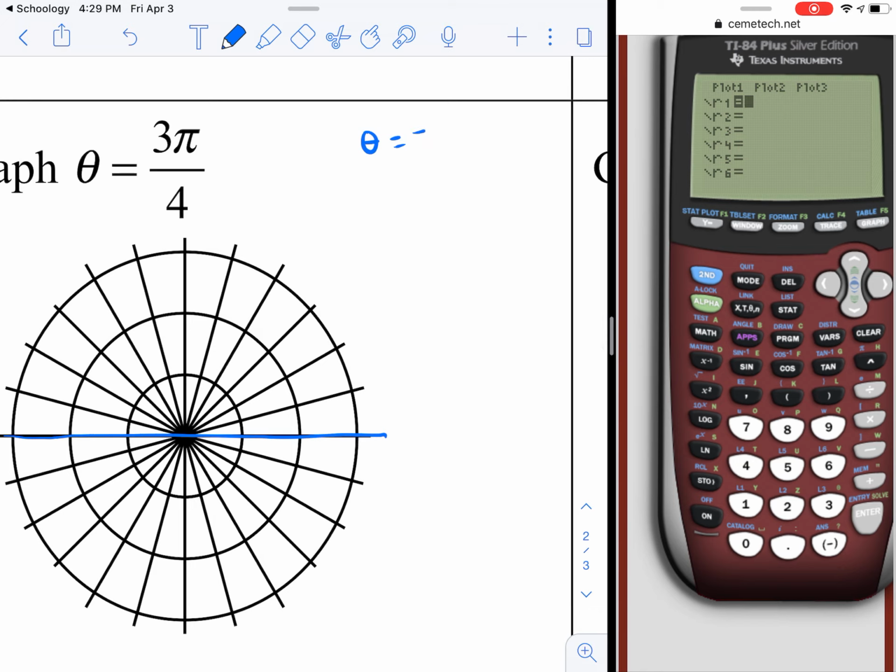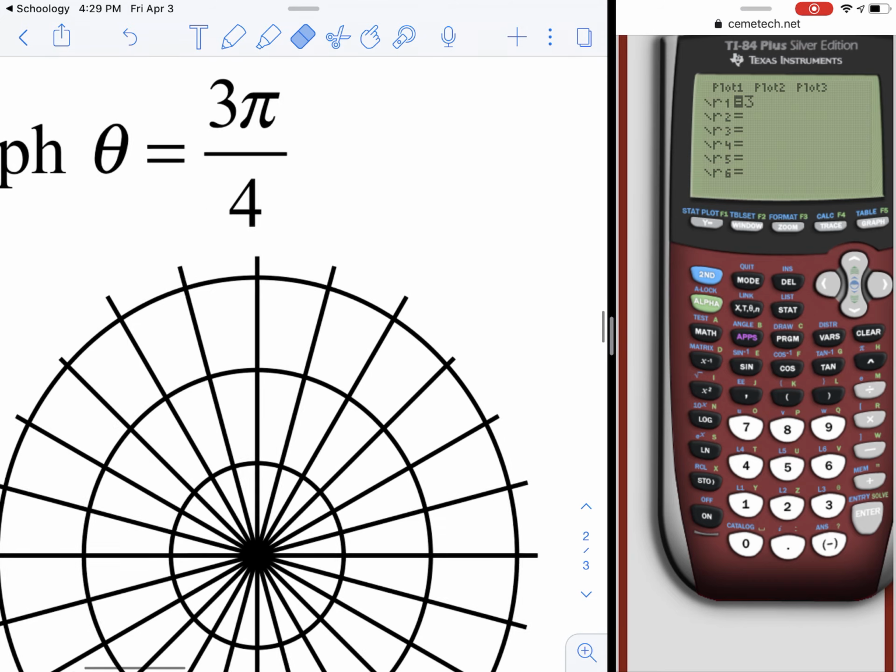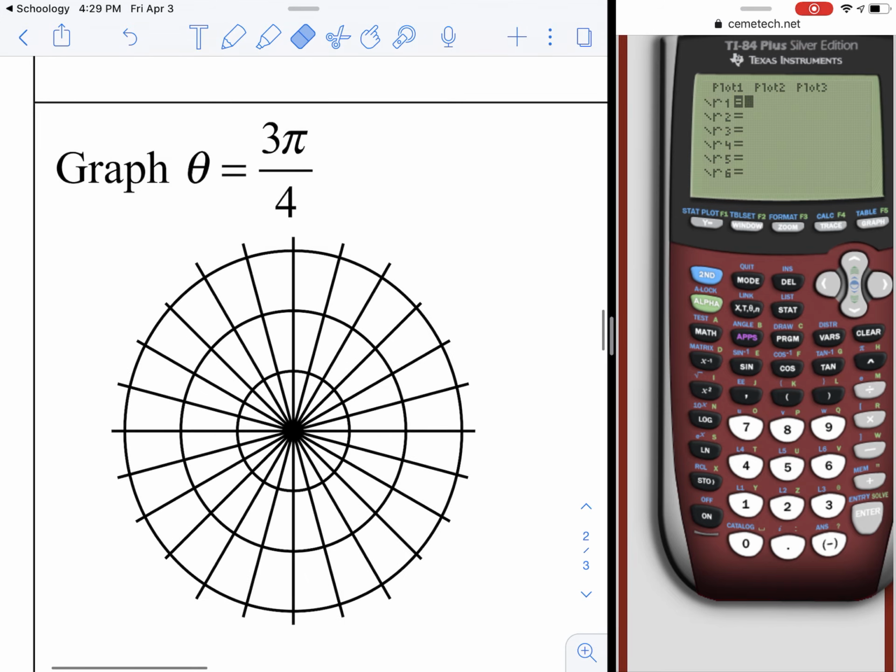If I said theta equals pi over 2, remember that that was a line and it was your y-axis. These are always lines. You need to find this angle and think about what happens when your R value is positive versus negative. If I'm at 3 pi over 4, I'm in the middle of the second quadrant.